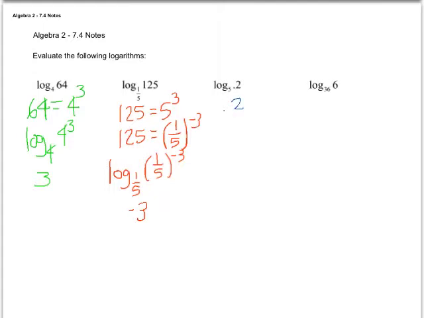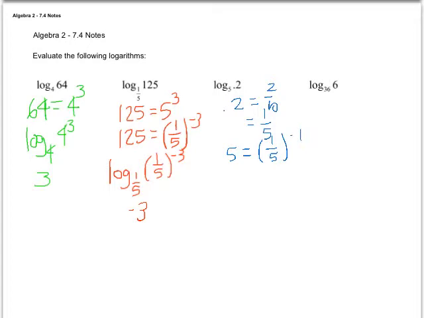0.2 is the same thing as 2/10, which is the same thing as 1/5. So using what we know about the previous problem, I need that 1/5 to be equal to 5. All right? And how do I do that? I just say that 5 is equal to 1/5 to the negative 1 power. When you look at that, then you're going to get a 5.